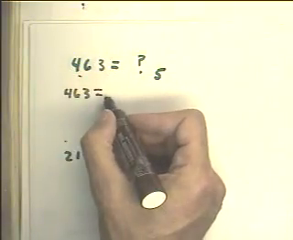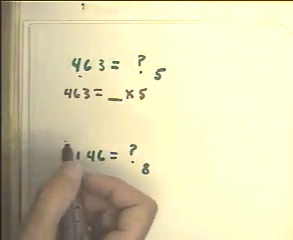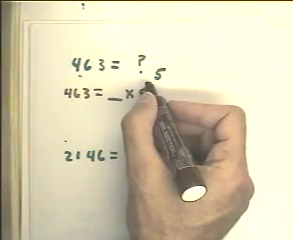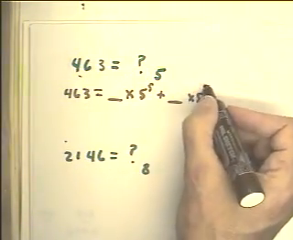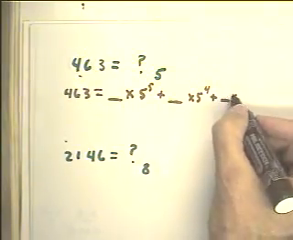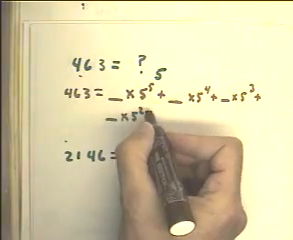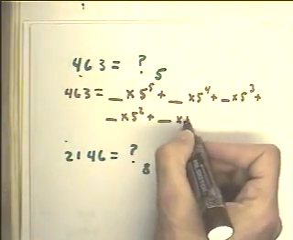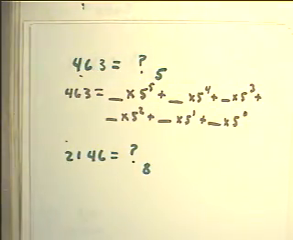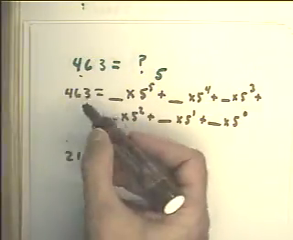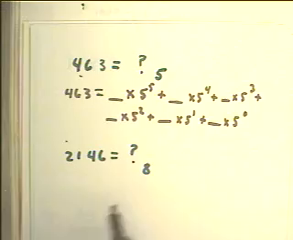463 would have to equal something times, let's say, 5 to the 5th. I'm going to write a little more than we need. Something times 5 to the 5th and something times 5 to the 4th plus something times 5 to the 3rd plus something times 5 to the 2nd plus something times 5 to the 1st plus something times 5 to the 0. And the process is going to be one of figuring out what these somethings ought to be.